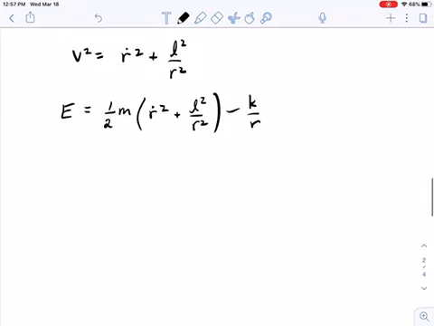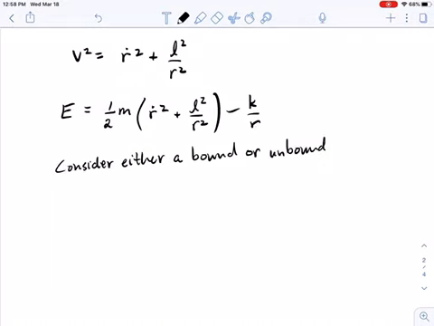Now remember, what we said is this mechanical energy is going to be constant no matter where the planet is in the orbit. So we can pick a special point. Let's pick our minimum. So let's consider either a bound or unbound orbit at r min.